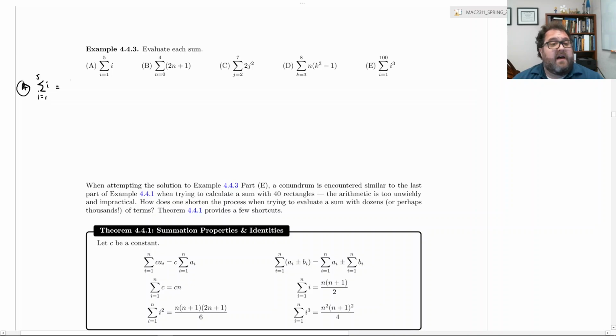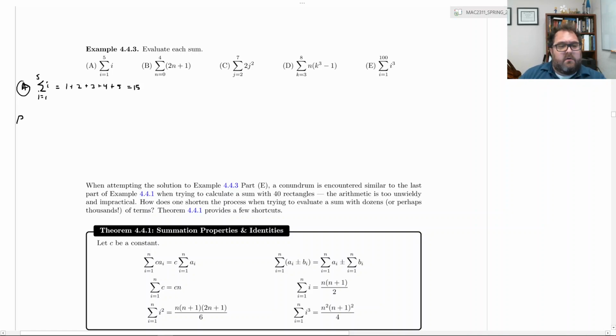Now, let's think about evaluating that. That literally means plug in a 1, you just get 1. Plug in a 2, you get 2. Plug in a 3, you get 3. Then plug in a 4, then plug in a 5. And the sum means you add all those. So 1 plus 2 is 3, plus 3 is 6, plus 4 is 10, plus 5, you get 15. So that's the sum of the first 5 positive integers: 15.